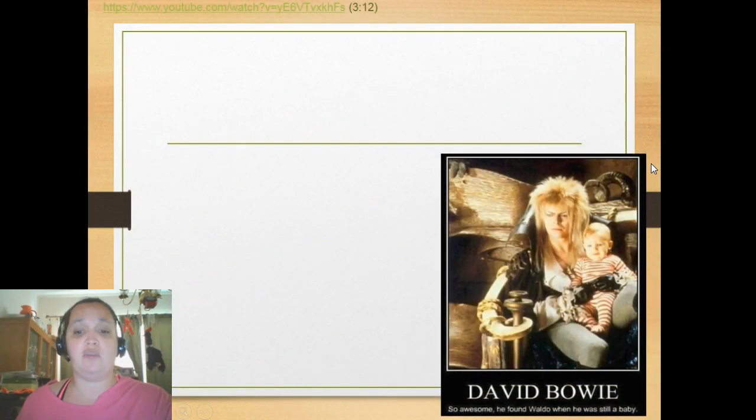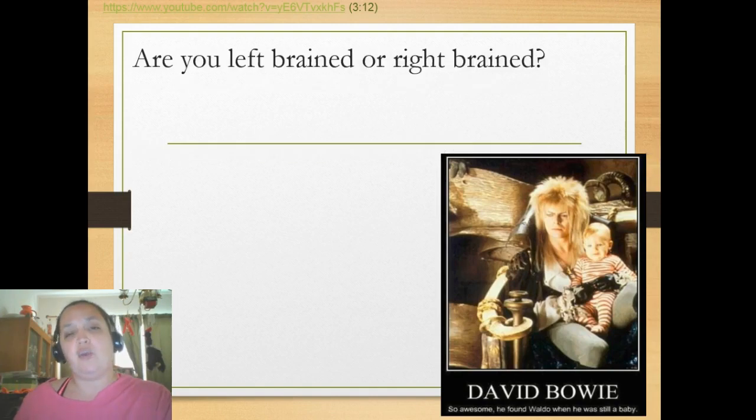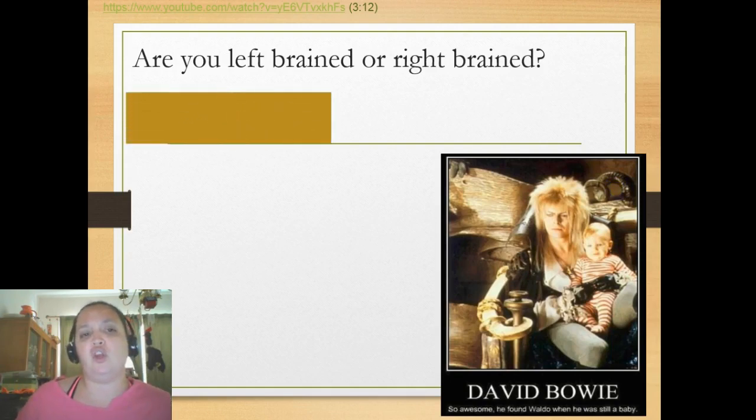So continuing with our music theme, David Bowie, who found Waldo when he was a baby, it just cracked me up. One of the big questions is, have you ever heard, are you left-brained, are you right-brained? When I was a kid, this was like huge. This was kind of a brand new concept, and everybody had to know because that determined how you learned and all sorts of things. So what do you expect of a person who is left-brained?